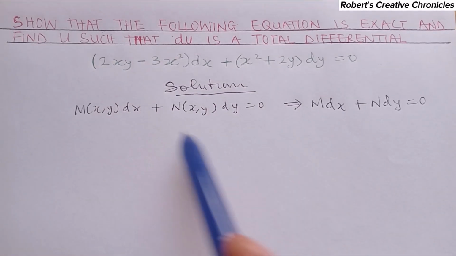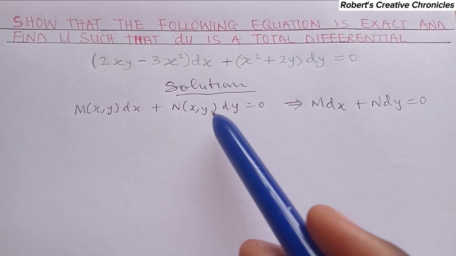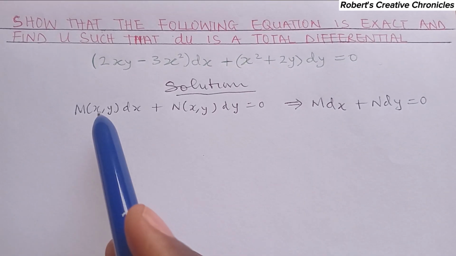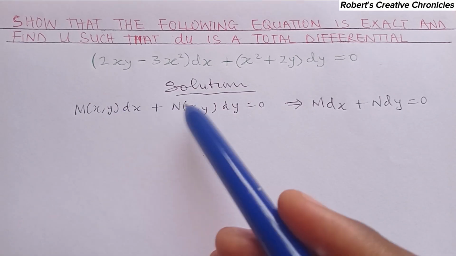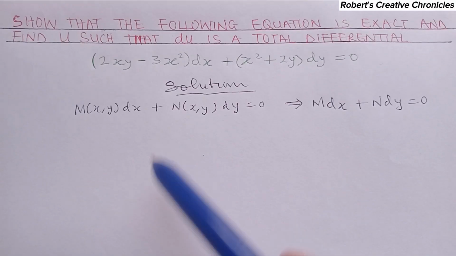But sometimes M can only be a function of y and N can only be a function of x, or vice versa. So it depends, but M and N can be functions of x and y, or a function of one of them.